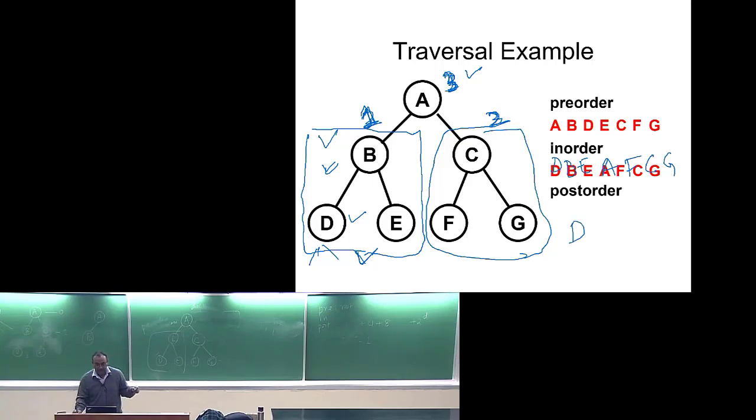D, then E, B, right? Root will come out towards the end. D, E and B. And after that, should we go to A? No. Let's do a recursive post order traversal of the right subtree. How to do that? Same way, right? F, G, C. We are done with left subtree post order traversal. We are done with right subtree traversal. Now we are left with root. Good? So D, E, B, F, G, C and A.